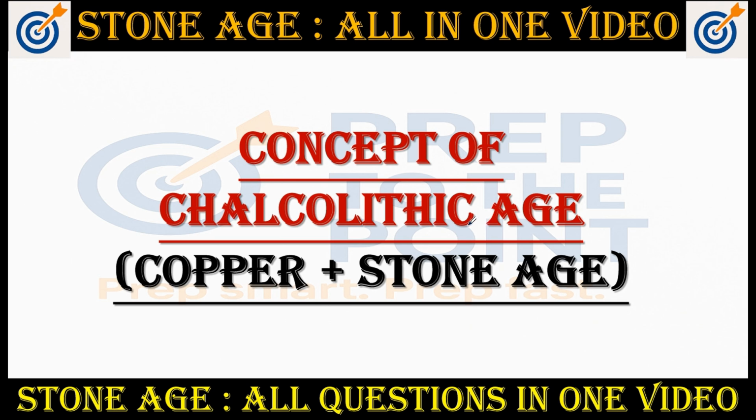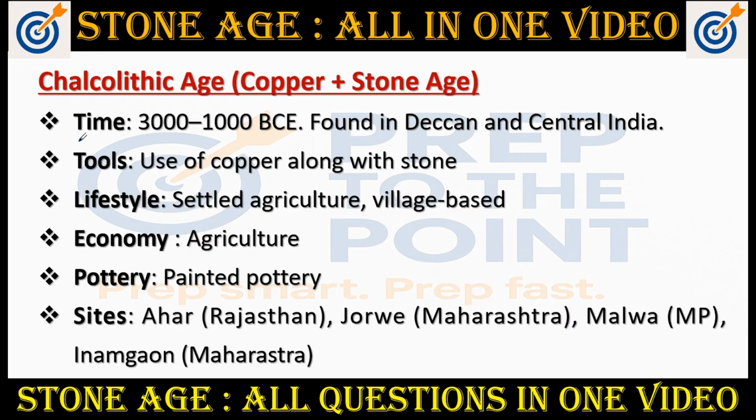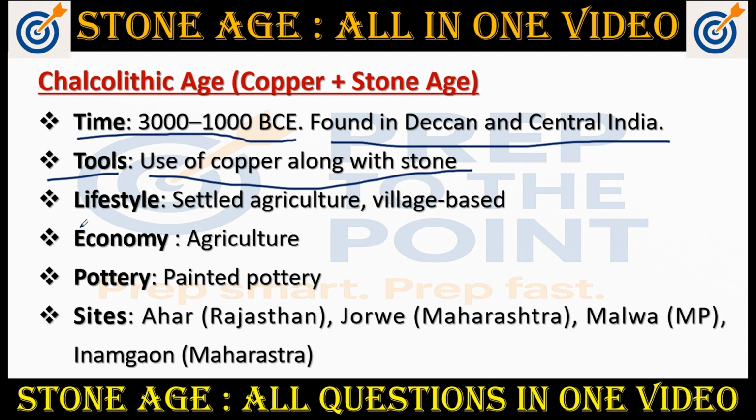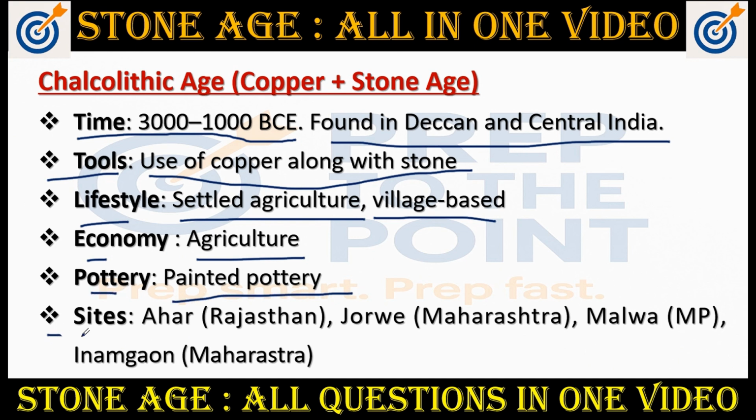Next is the Chalcolithic age, which is also known as the Copper Stone Age. The time period of the Chalcolithic age is 3000 BCE to 1000 BCE. It is found in Deccan and Central India. The main tools are use of copper along with stone; lifestyle: settled agriculture and village-based economy. Economy depended on agriculture, painted pottery was used, and sites are Ahar in Rajasthan, Jorwe in Maharashtra, Malwa in MP, Madhya Pradesh, Inamgaon in Maharashtra.